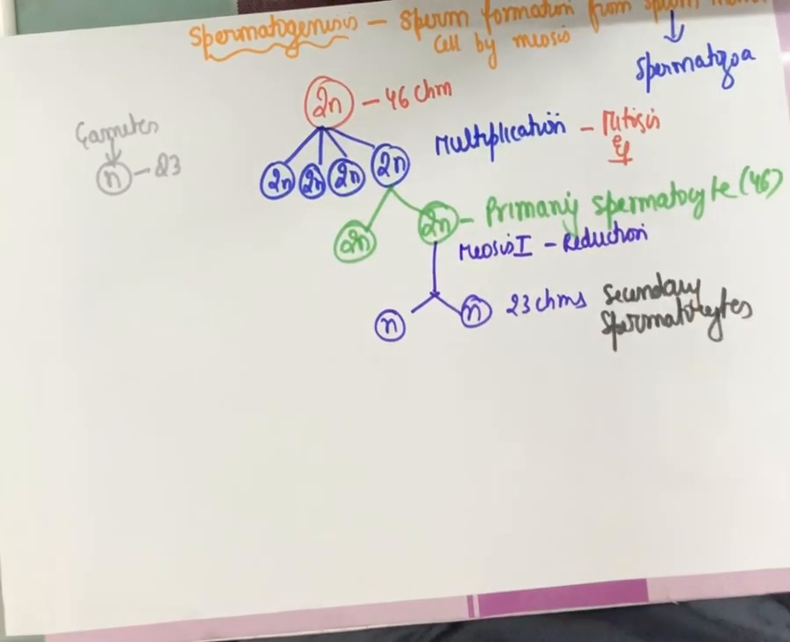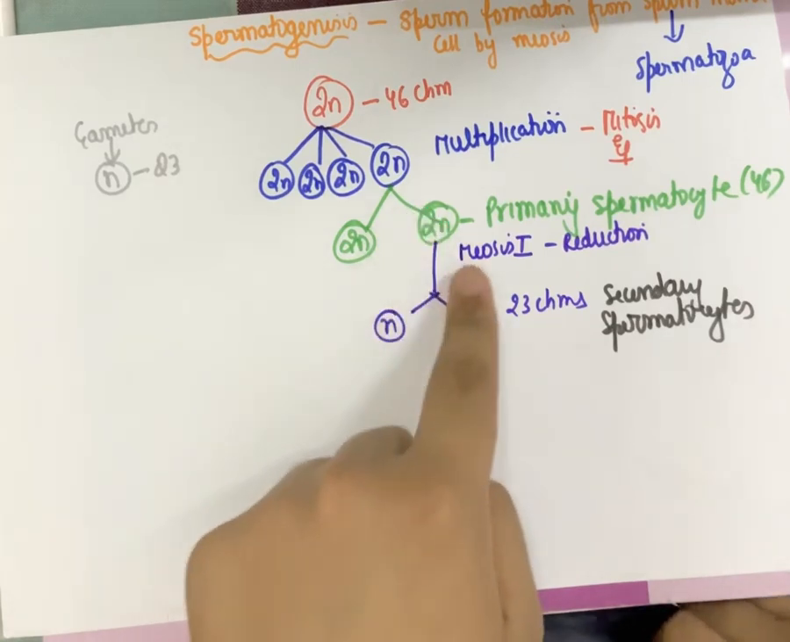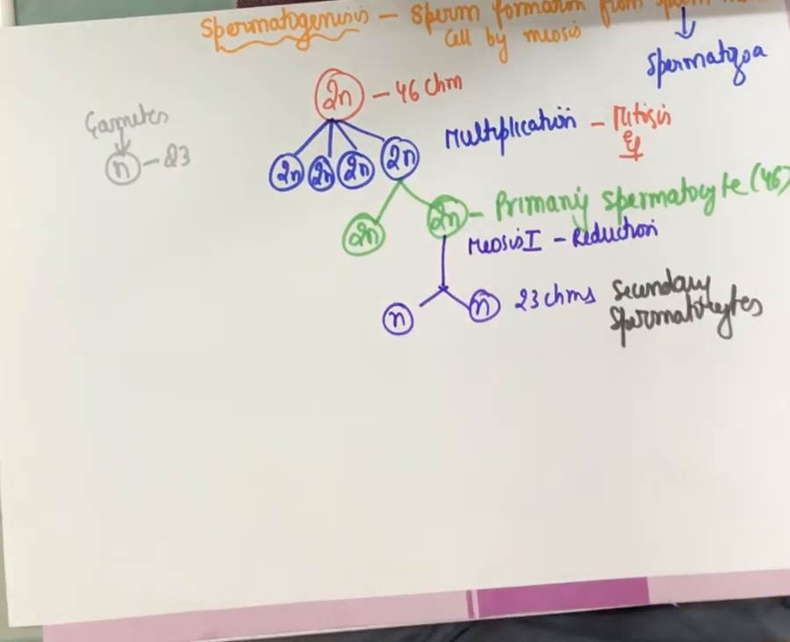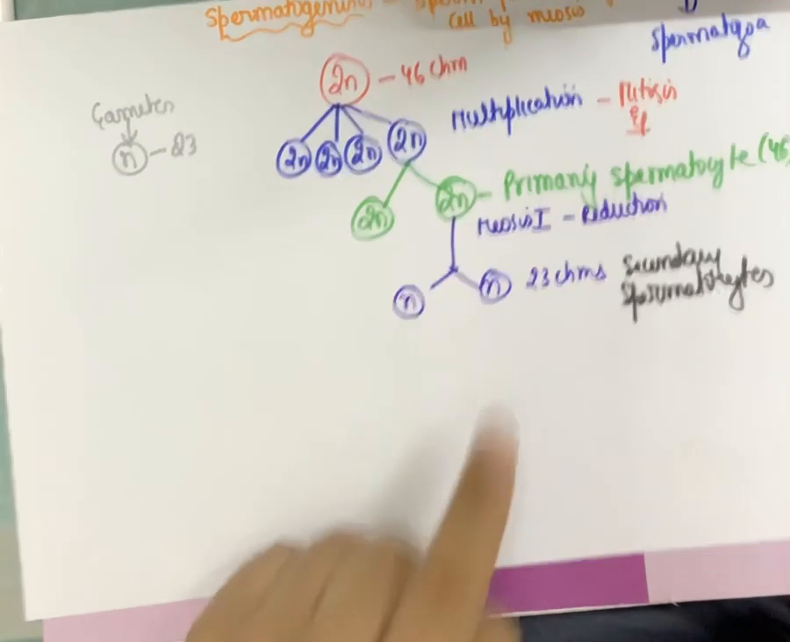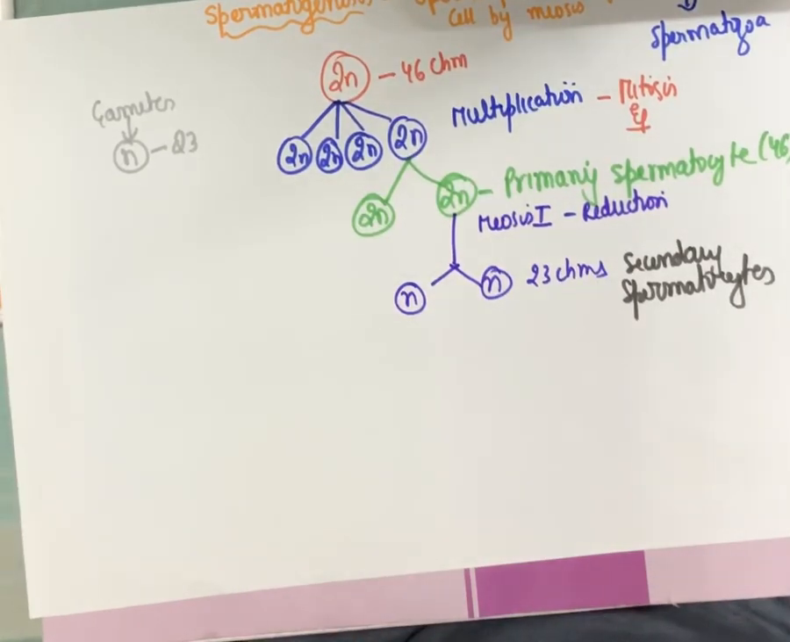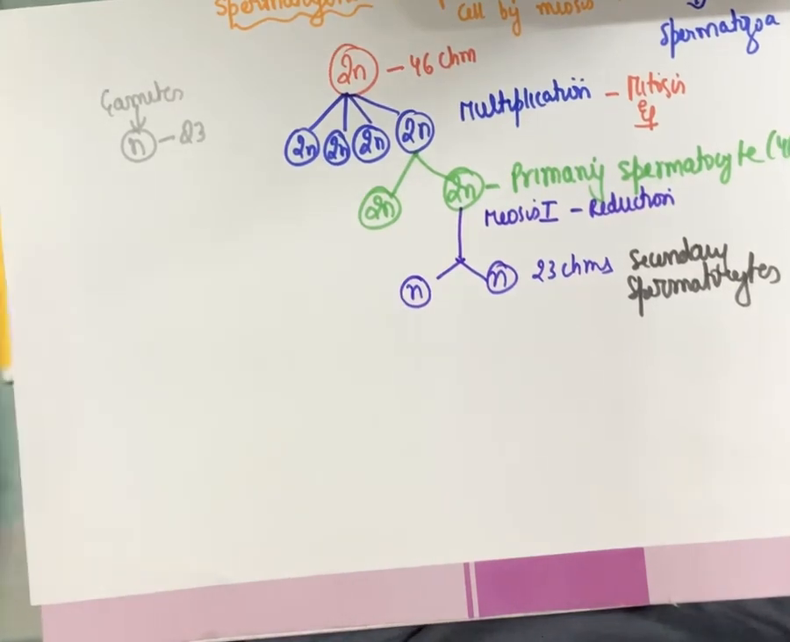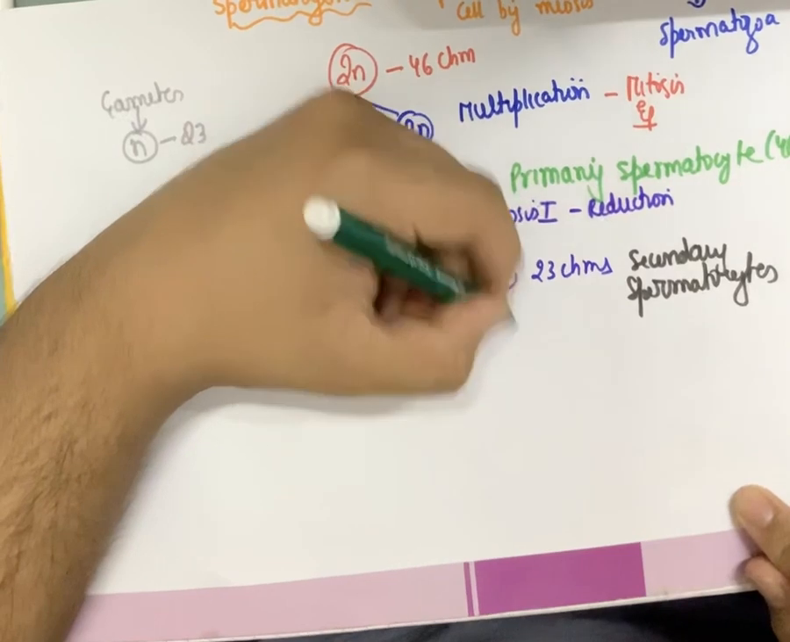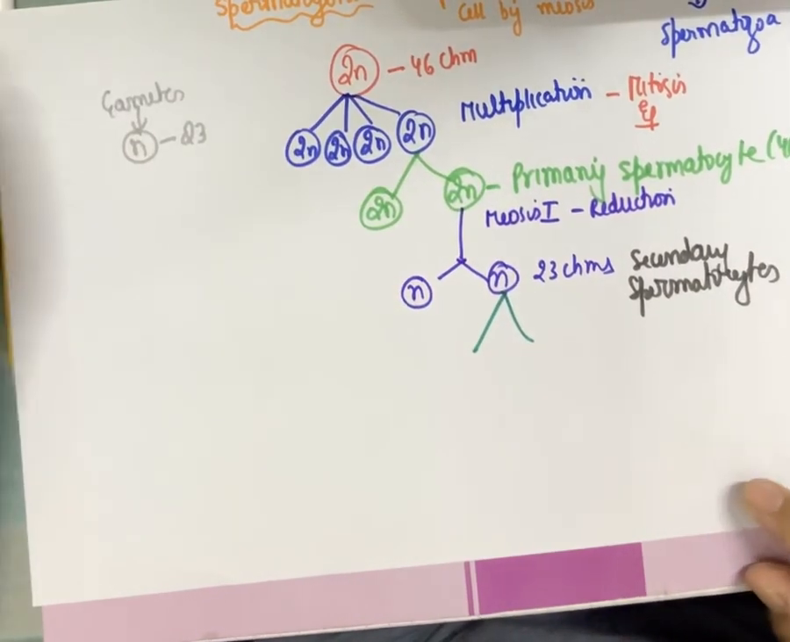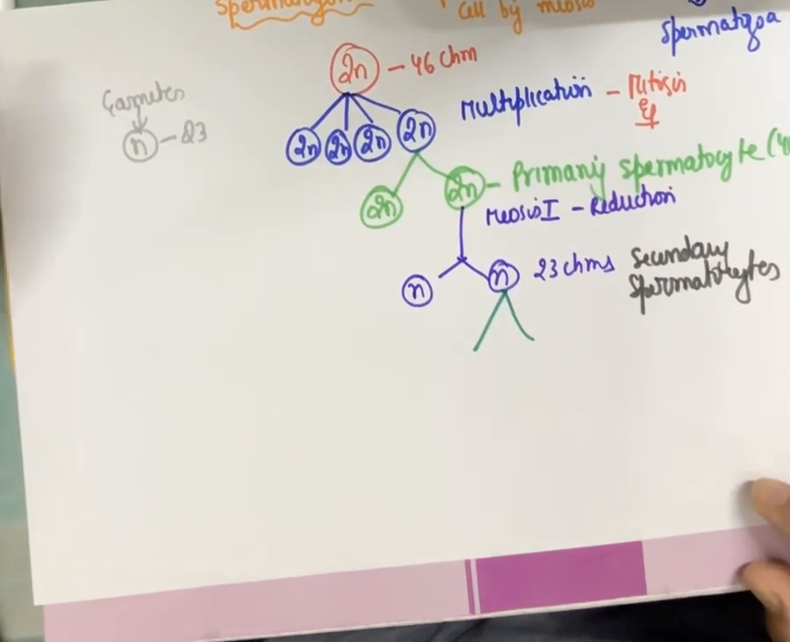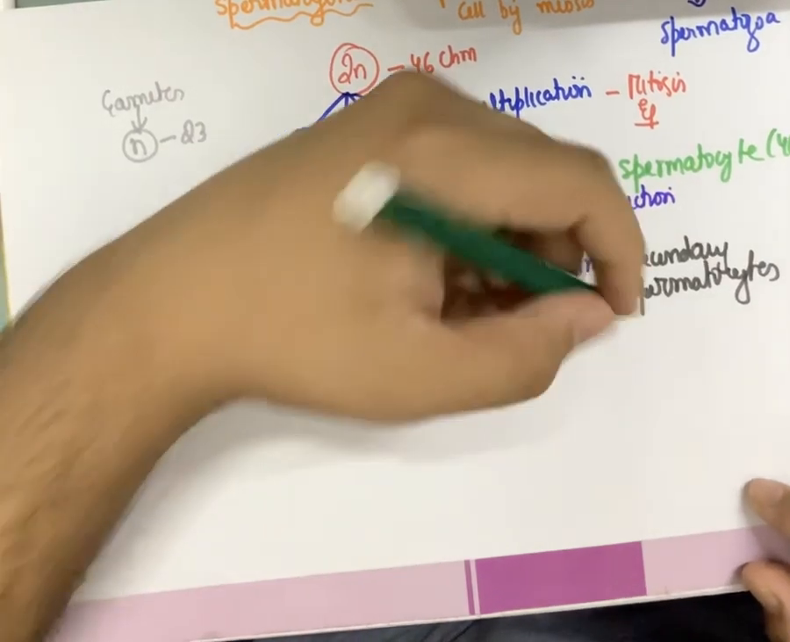So what are secondary spermatocytes? Secondary spermatocytes are haploid cells which have been formed by meiosis 1 of the primary spermatocyte. Now, meiosis always happens in 2 cycles, meiosis 1 and 2. Meiosis 1 has happened, so it will be followed by meiosis 2. And meiosis 2, as we all know, is a simple mitotic division. Meiosis 2 has no reduction. Reduction has already happened. We cannot have n by 2, 11 and a half.